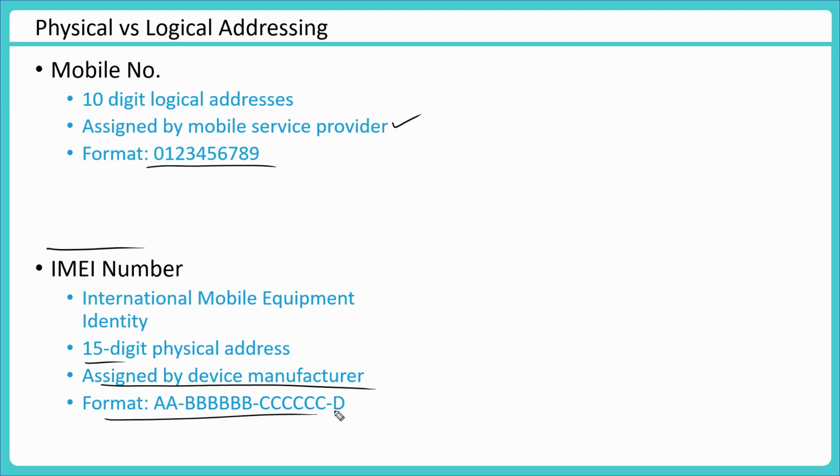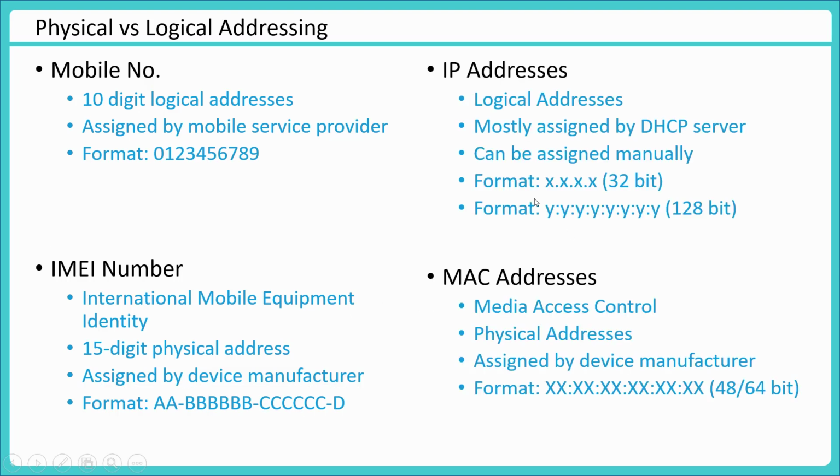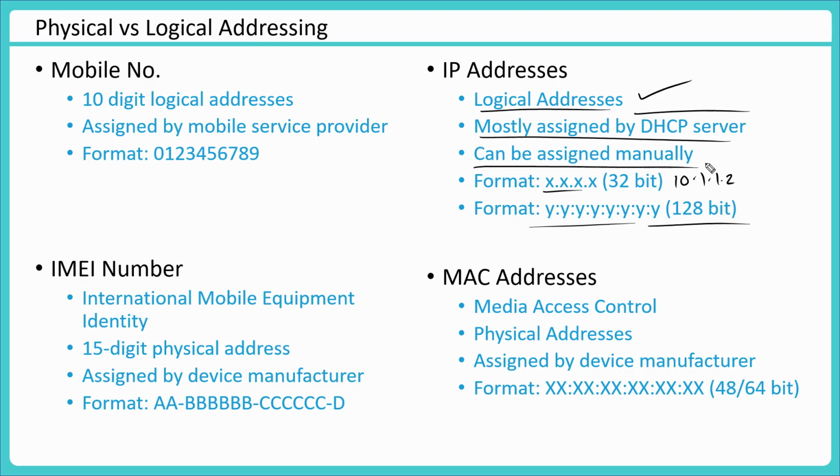In the same way we have the concept of physical and logical addresses. When we talk about IP addresses, we are focusing on a logical address. So you assign these server addresses which are in a format like 10.1.1.2 or something, and then it can be 128-bit also, but these are called my logical addresses, mostly assigned by a DHCP server. We'll talk about it, Dynamic Host Configuration Protocol server. It can be assigned manually, but this is a logical address which you decide what you want it to be.